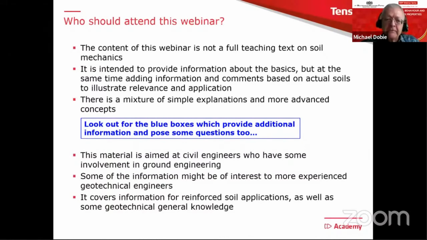And this is aimed at civil engineers who have involvement in ground engineering, which, to be honest, should be most civil engineers. It might be useful or interesting to more experienced geotechnical engineers. And although I'm really concentrating on fills, especially fills to be used for reinforced soil, there's a lot of general geotechnical information presented as well.